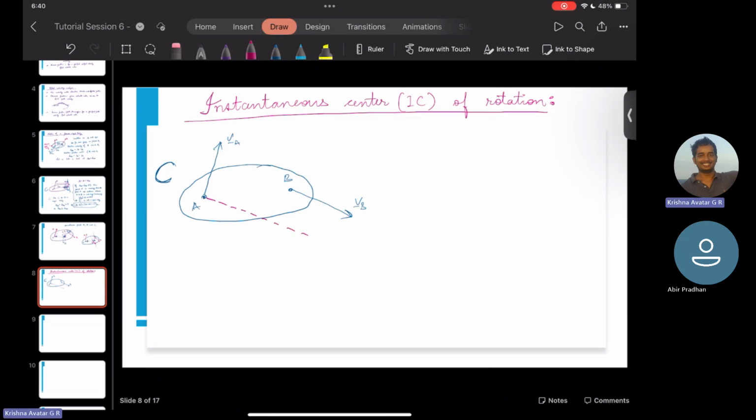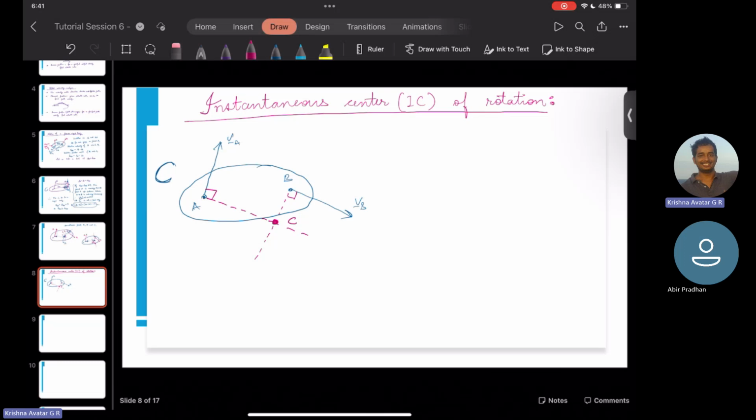And likewise also have a line perpendicular to VP at point P. Right? The intersection of both these lines gives us some point C, about which it would seem as if the entire body is rotating. And this also implies that this point C does not have any velocity. If it is within the body, then it would not have any linear velocity.